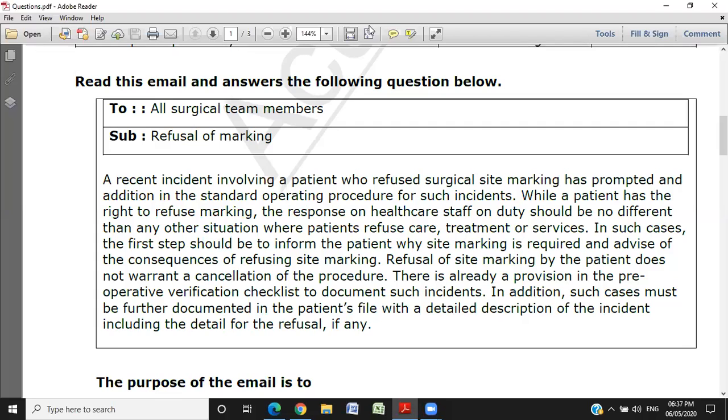So you can see here the heading will give you a straight away answer for who is it for. It says all surgical team members. And the subject is refusal of marking. Now read the text and find out, is it for a specific category of patient or is it generally for all the patients? And find out why is it written.